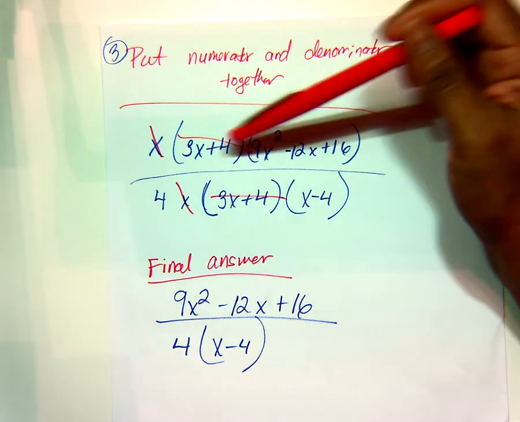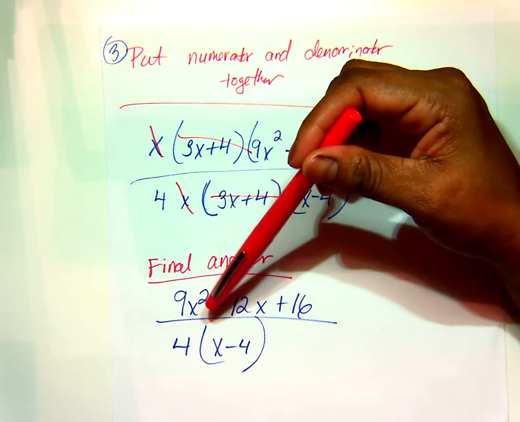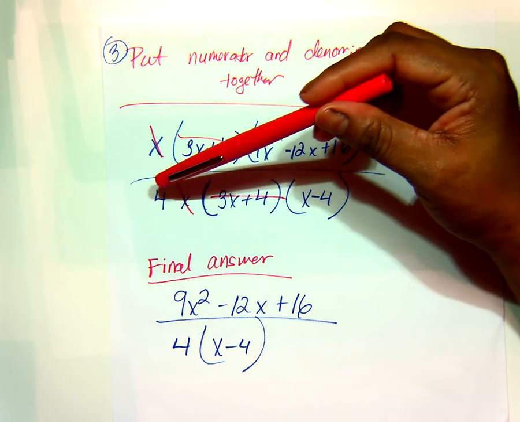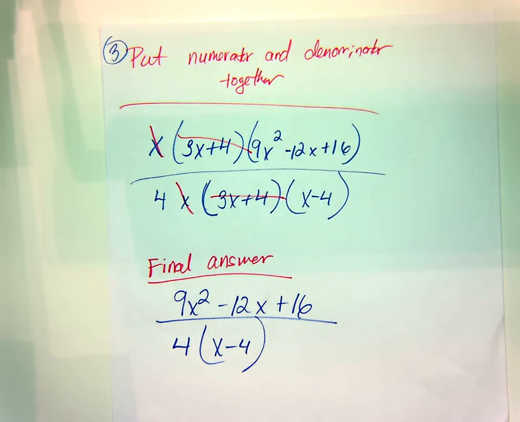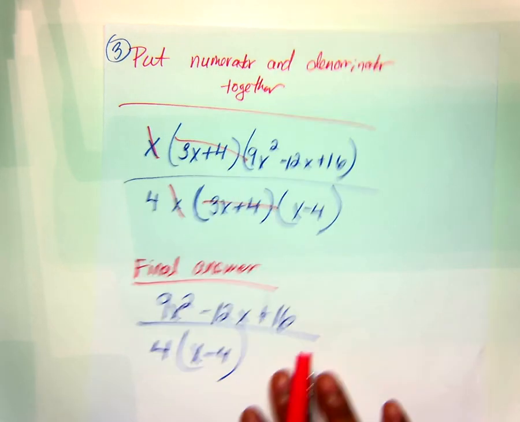So for the top part only, you got 9x squared minus 12x plus 16. Then you have your 4 times x minus 4. Now, I know it's kind of frustrating with this problem, especially when we're not meeting physically, but I guarantee that you'll be able to get it. Just take a moment to rewatch the video and look at other examples. Now, let's look at number 4.